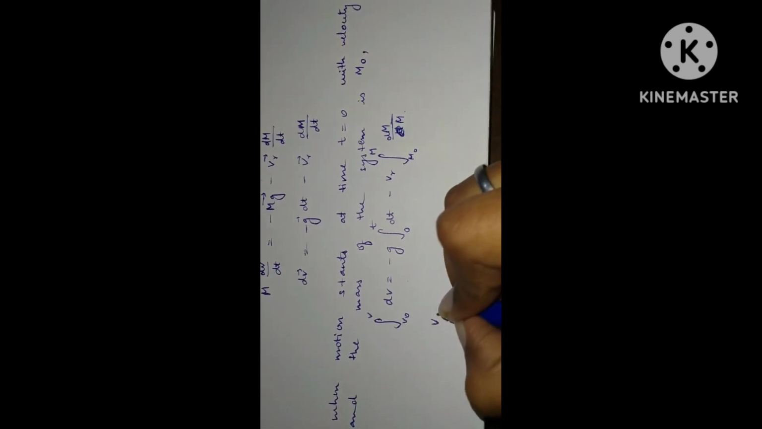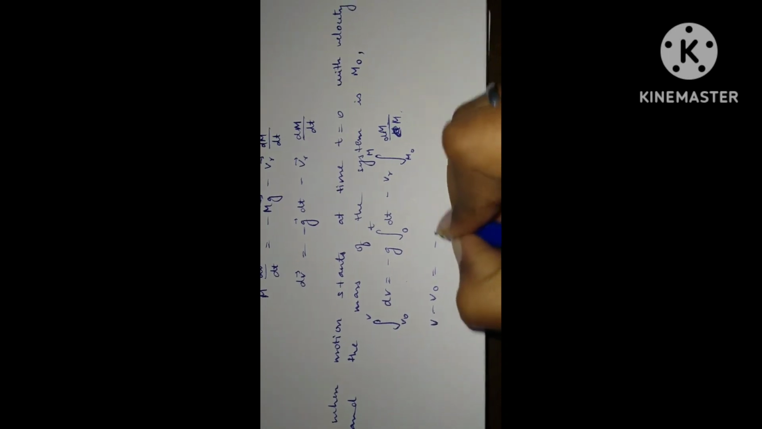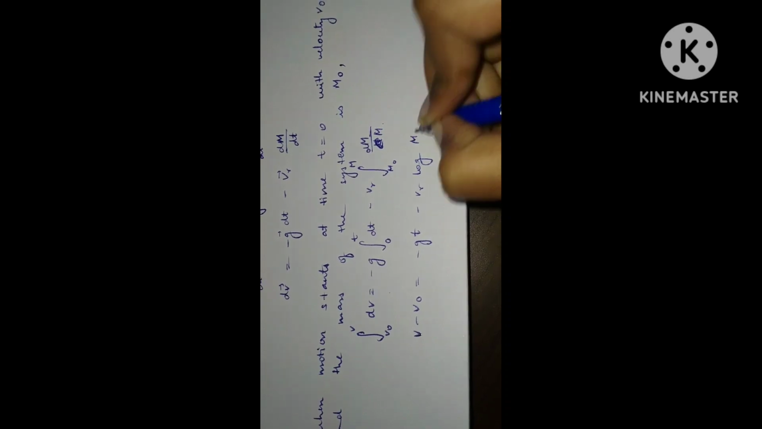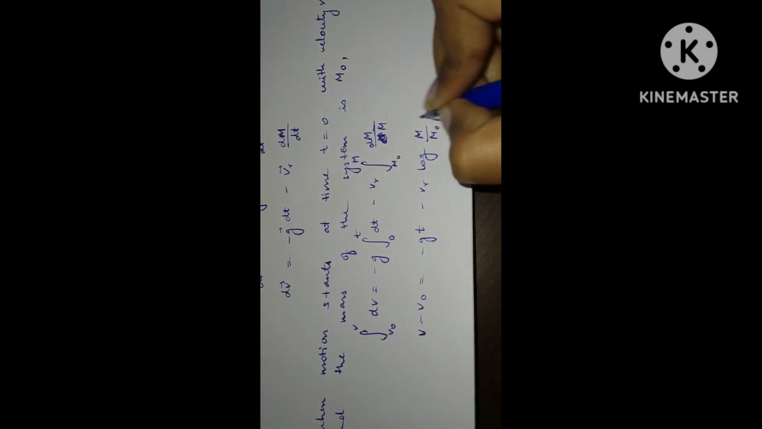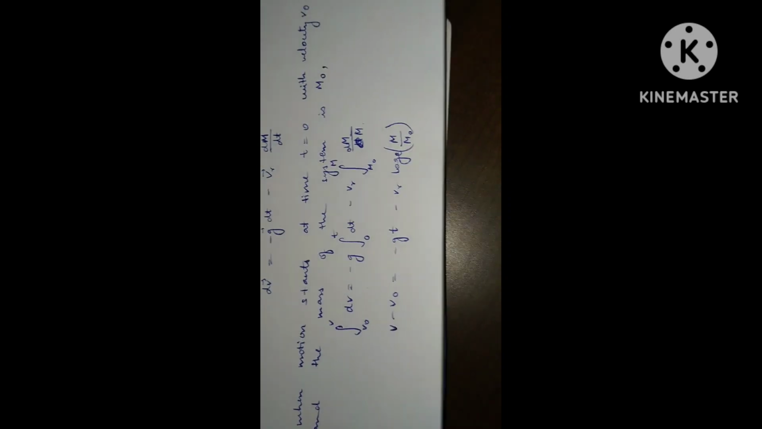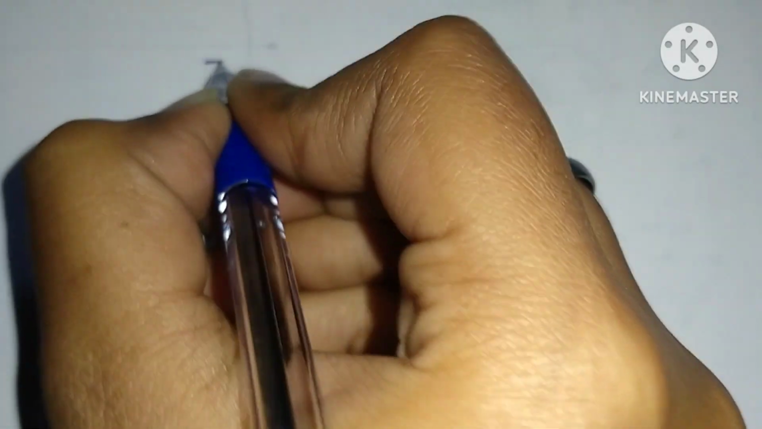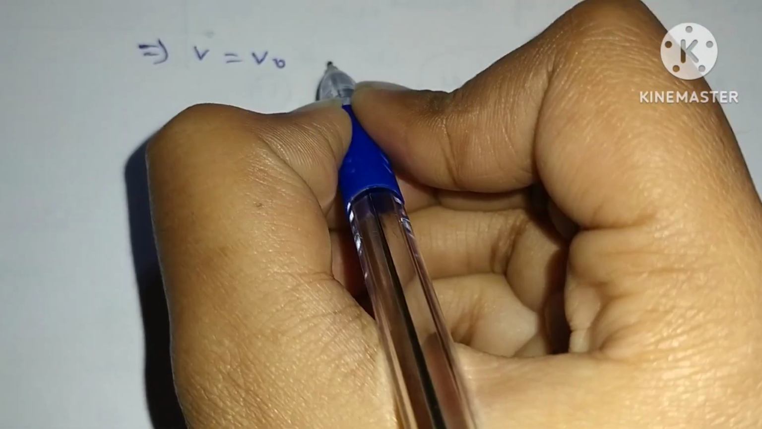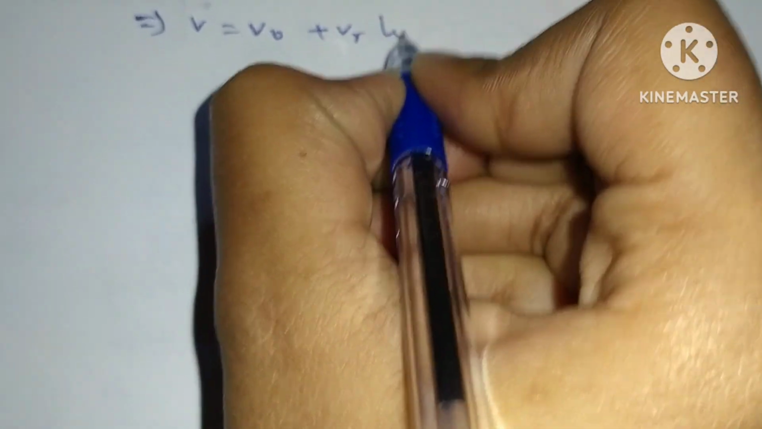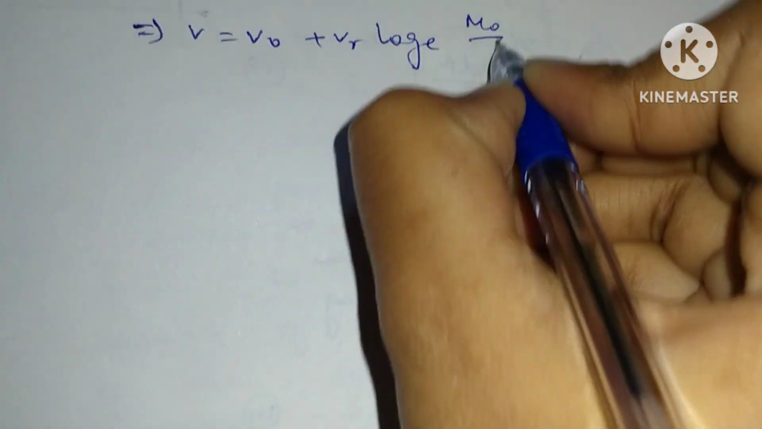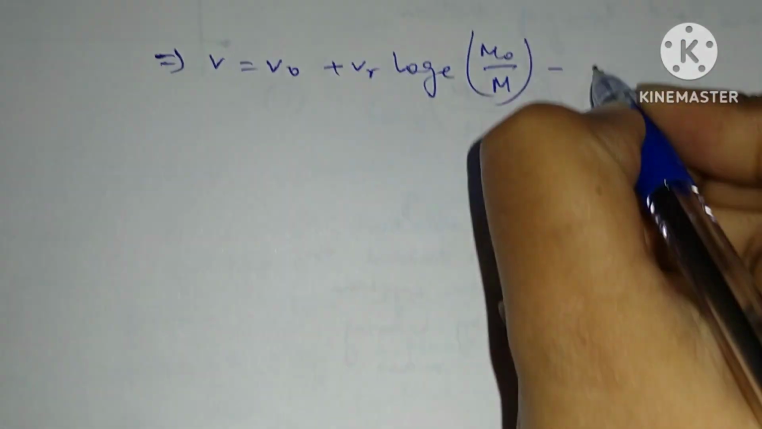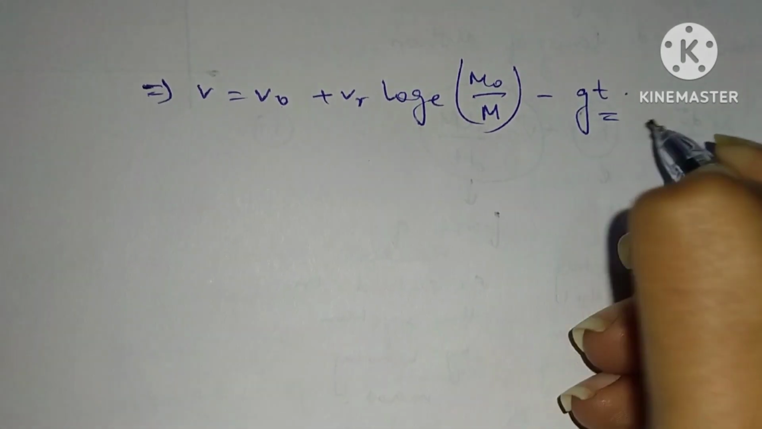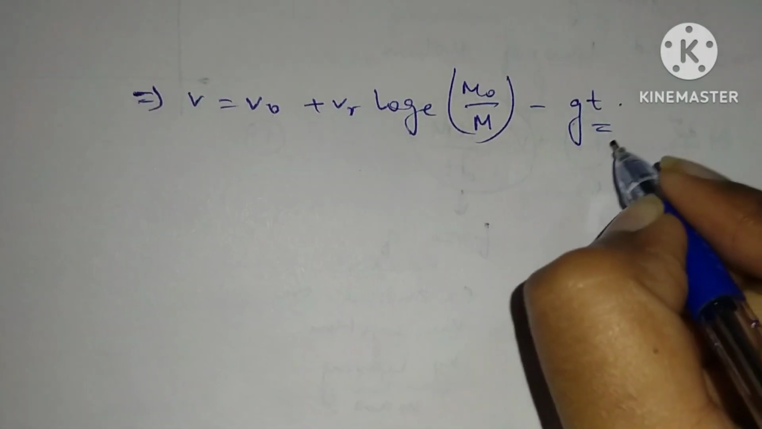So v minus v naught equals minus gt minus Vr log m by m naught. This is log e. So v equals v naught plus Vr log e m naught by m minus gt. Here t is the time required for burning all the fuel.